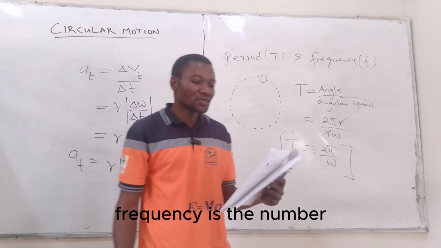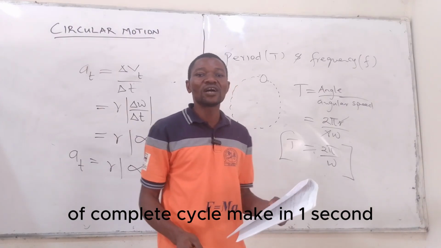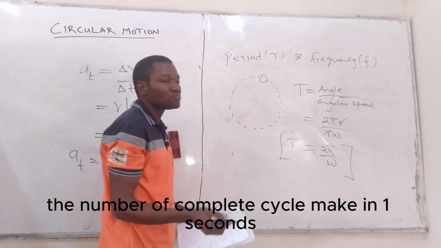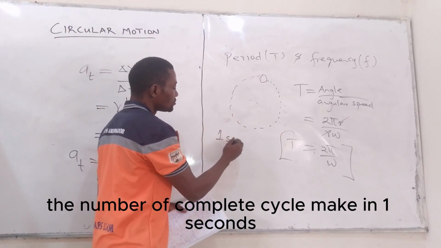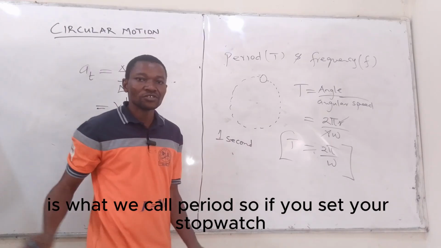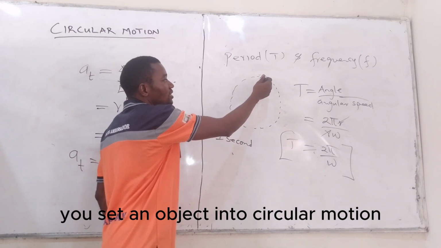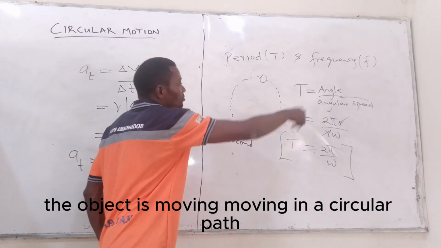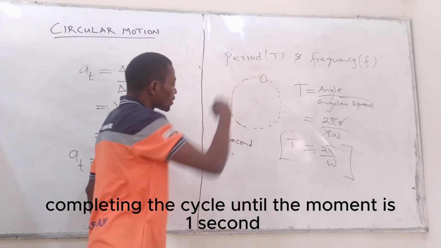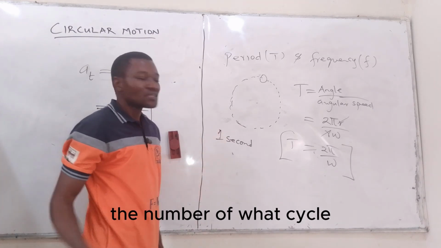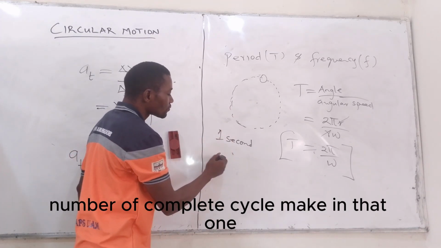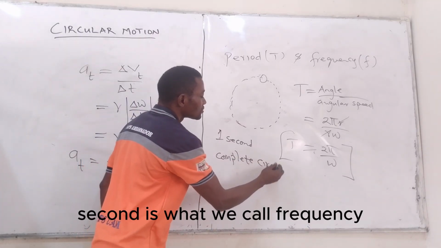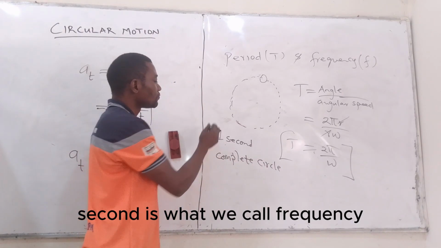Okay, the next thing is the frequency. Frequency is the number of complete cycles made in 1 second. So if you set your stopwatch, you set an object into circular motion, the object is moving in a circular path, completing cycles until the moment is 1 second. The number of complete cycles made in that 1 second is what we call frequency.